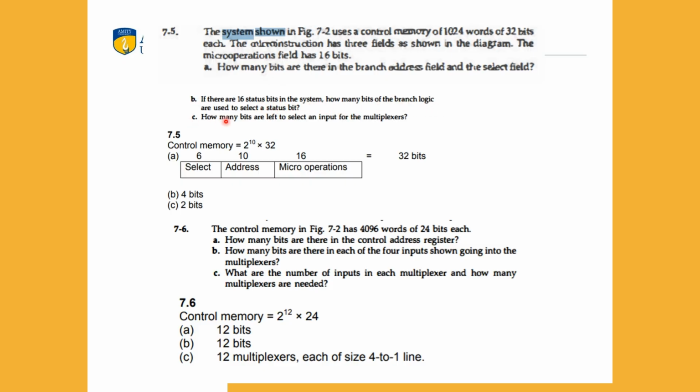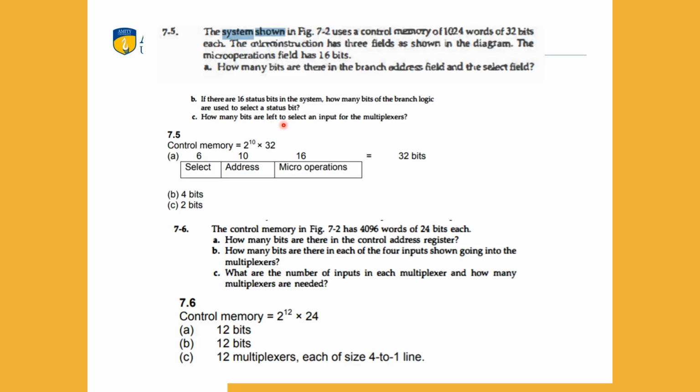The B part tells us if there are 16 status bits in the system, how many bits of the branch logic are used to select the status bit. So for 16 bits, how many select lines? Basically this is a basic calculation of 2 power n equals 16, so we need 4 different bits for a selection of 16 bits. So a 4-bit code will be used for selection of 16 bits.